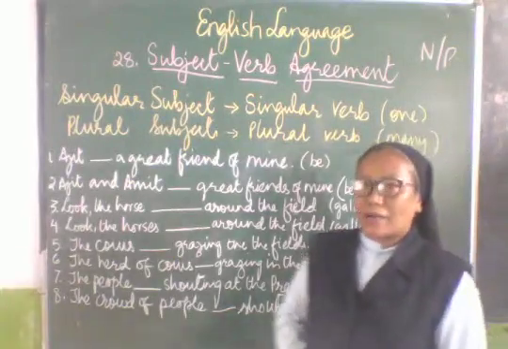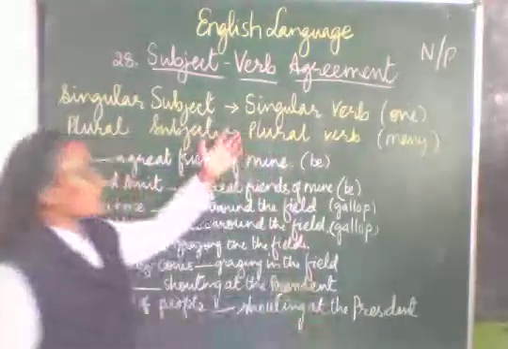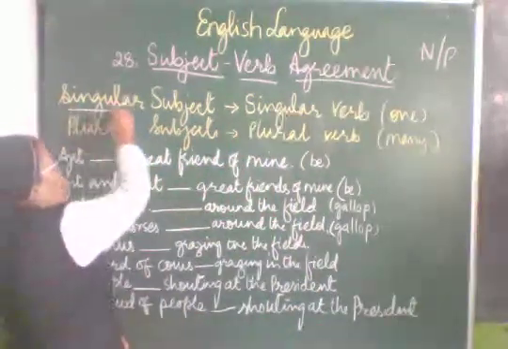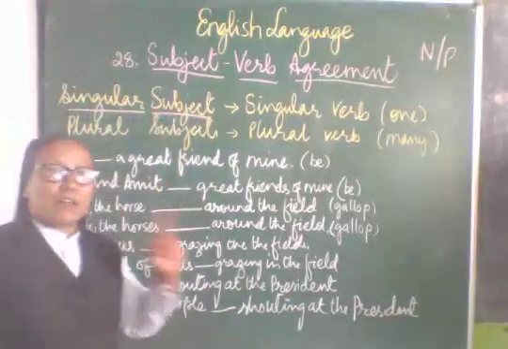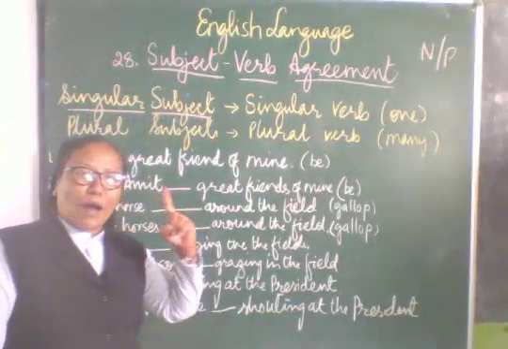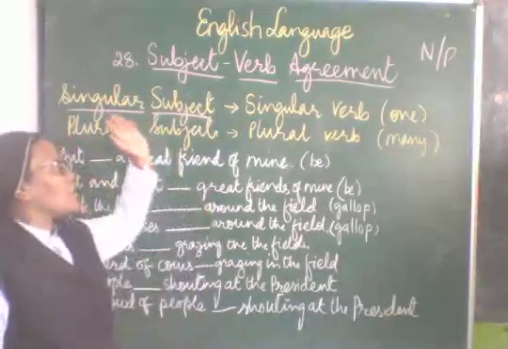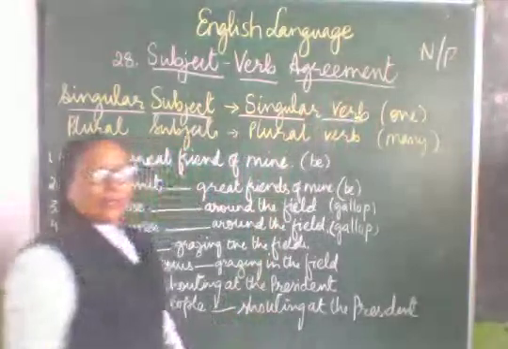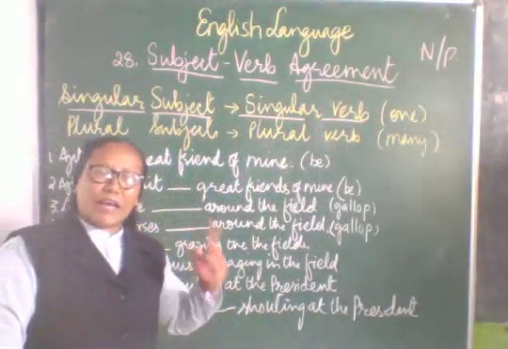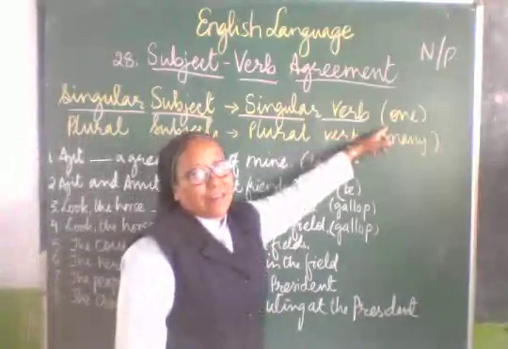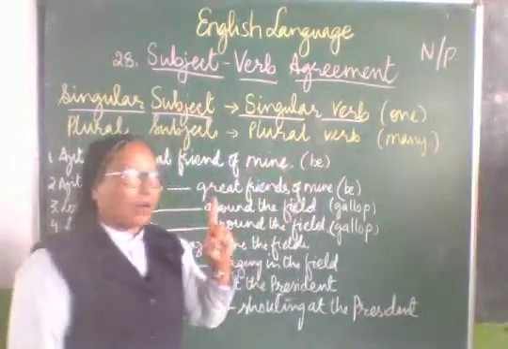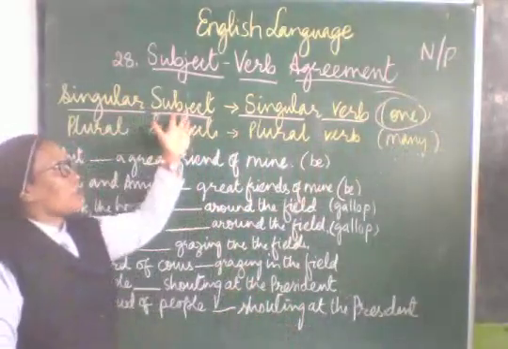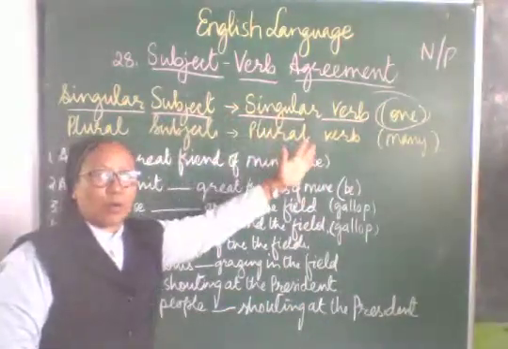Now remember that the basic thing we need to remember is singular subject. Singular subject is only one. Singular means one. Singular subject takes singular verb. Always remember, one means singular. So singular subject takes singular verb.